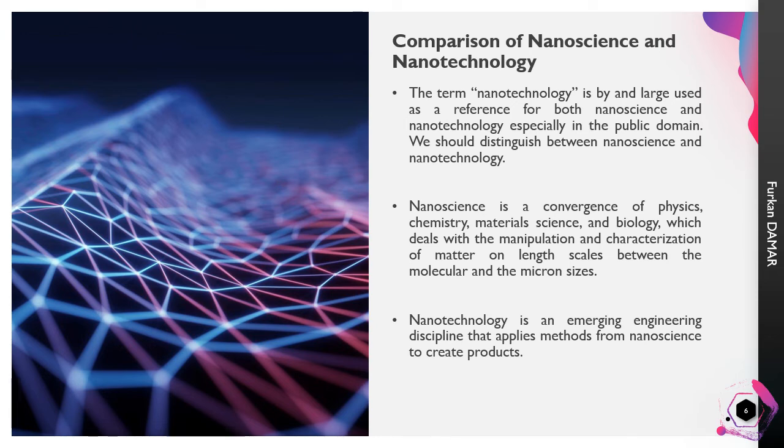And here's the comparison of nanoscience and nanotechnology terms. The term nanotechnology is largely used as a reference for both these terms. But as mechanical engineers, we should distinguish between these two terms. Nanoscience is a convergence of physics, chemistry, materials science, and biology, which deals with the manipulation and characterization of matter on length scales between the molecular and the micron size. But on the other hand, nanotechnology is an emerging engineering discipline that applies methods from nanoscience to create products, like other engineering disciplines too.